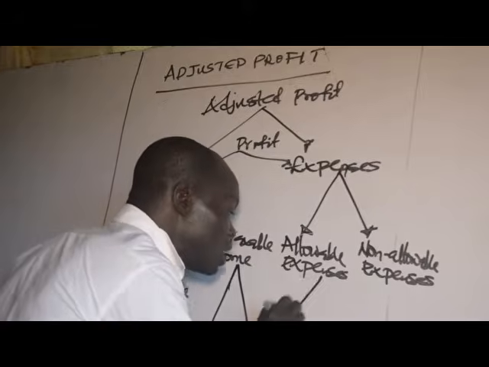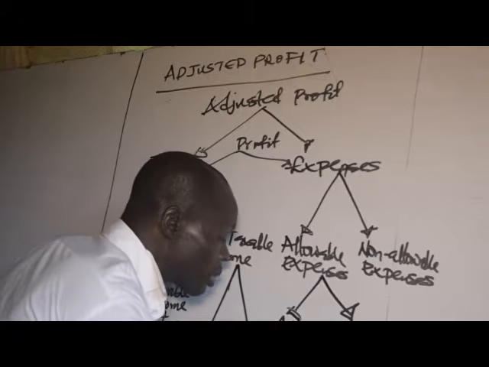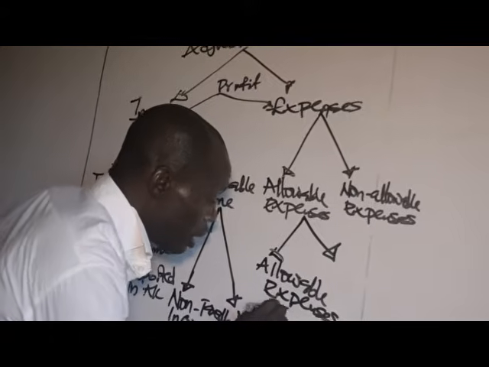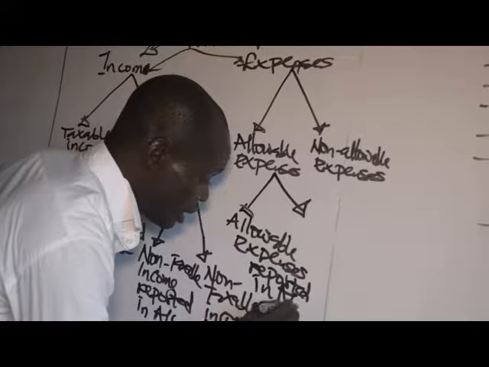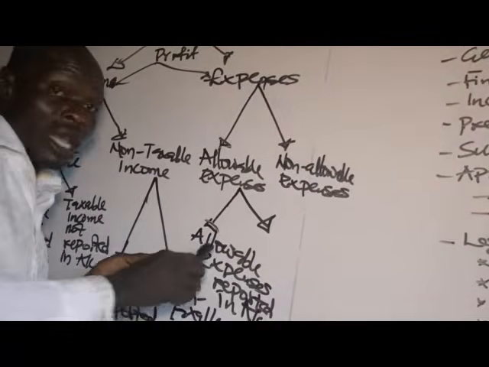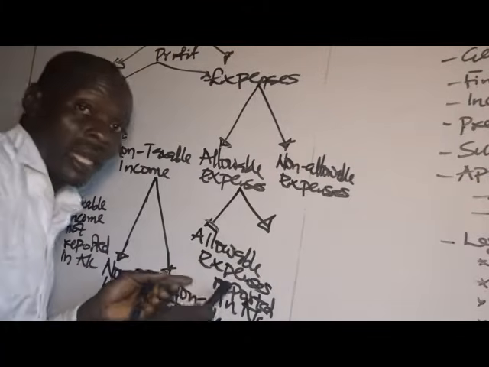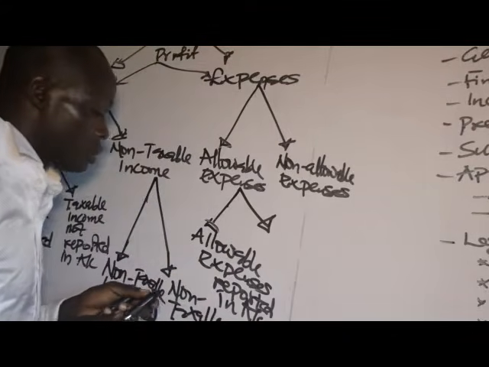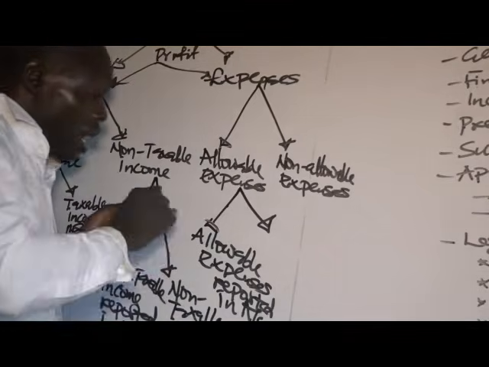These expenses can as well be divided into two. We have the allowable expenses reported in the account. Remember, I told you that these expenses are admissible and acceptable for deduction, and they have been reported. That means they have been deducted in arriving at the net profit figure reported in the income statement.